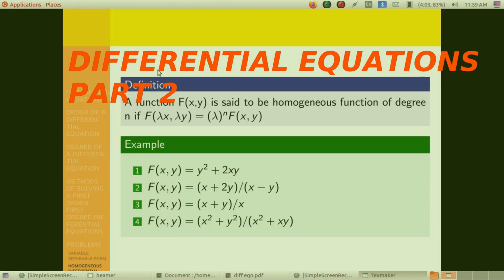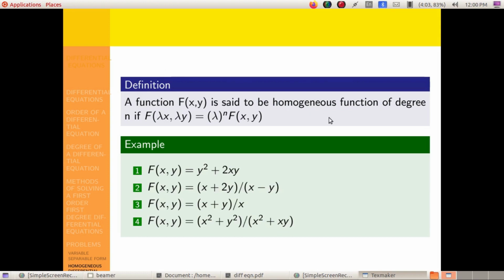Next section is homogeneous differential equations. For that, first we will define homogeneous function. A function f of x, y is said to be a homogeneous function of degree n if f of lambda x, lambda y equals lambda raised to n into f of x, y.